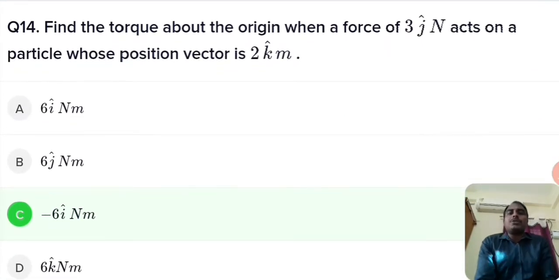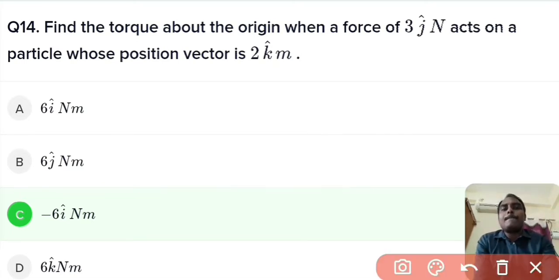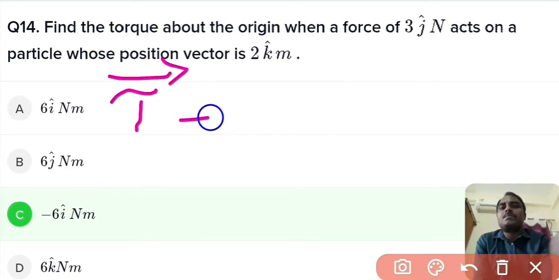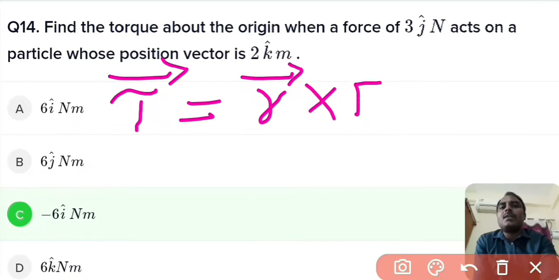Next question, 14th one. Find the torque about the origin when a force of 3j Newton acts on a particle whose position vector is 2k meter. So they are asking torque. To find the torque, let us write the torque formula. Tau bar equal to r bar cross F bar.